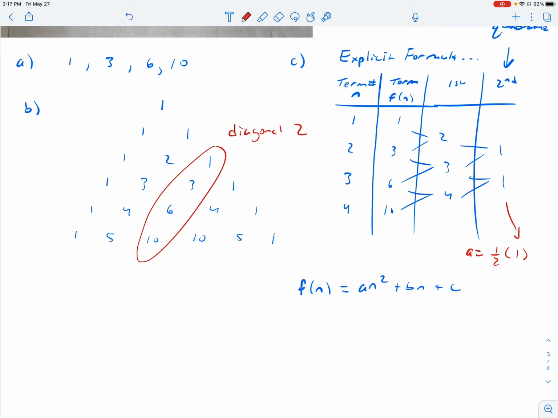So we can begin by writing f of n equals a half n squared plus b n plus c. In order to get the explicit formula, we just need b and c now. There are a couple of ways we can do this. We can substitute in some known points, or ordered pairs. So why don't we do that?